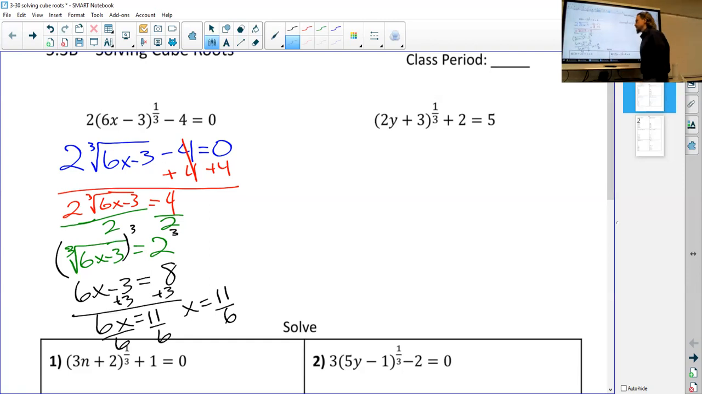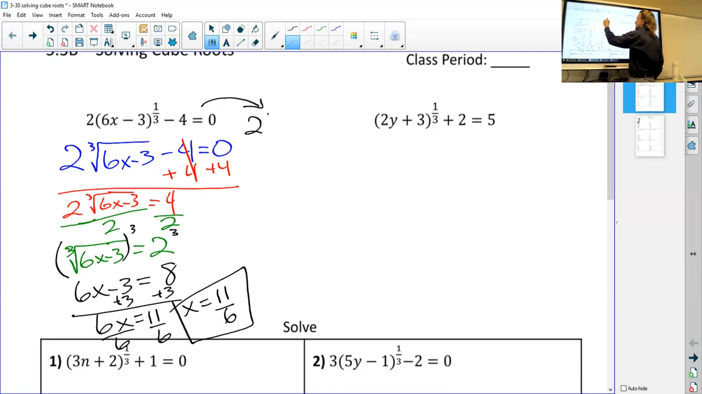Well, that's not a great answer. Say, Ellis, did you mess up? You got a fraction. We don't like fractions. Let's find out. I can always check my work. If I plug this value back into my original equation, this would look like 2 times 6 times 11 over 6 minus 3 to the 1/3 power minus 4.